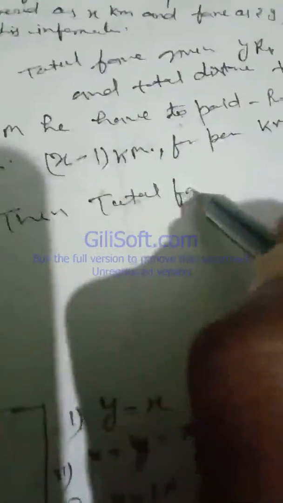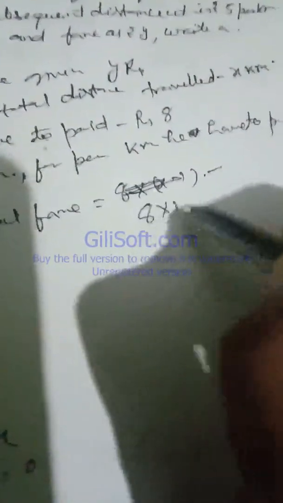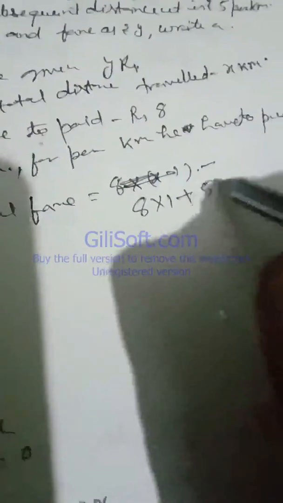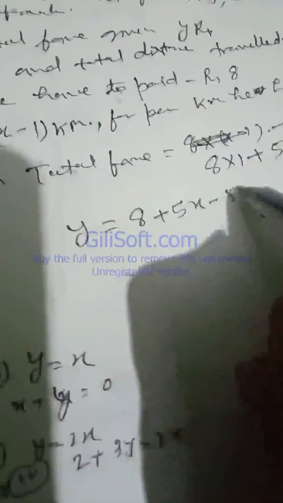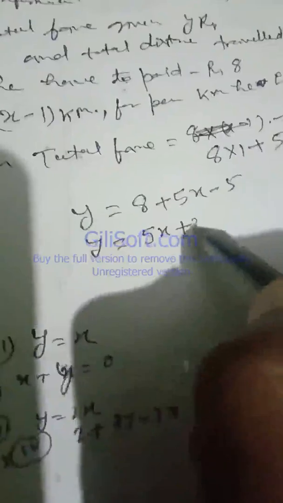Then total fare is equal to 8 into 1 plus 5 into x minus 1. Then total fare, meaning y, is equal to 8 plus 5x minus 5. Then y is equal to 5x plus 3. This is your equation.